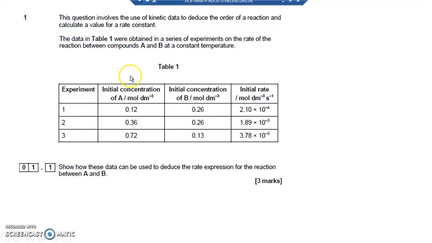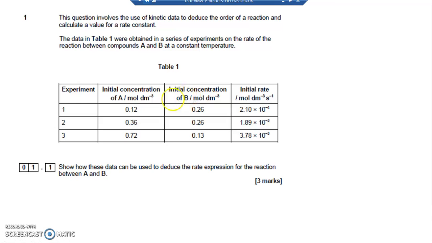So for this question we've got to try and work out the rate equation. Rate equals k, which is the rate constant, multiplied by the concentration of A raised to a power. The power that A is raised to is called the order with respect to A. So rate equals k, concentration of A to some power, and then multiplied by the concentration of B to a power, and the power of B is the order with respect to B.